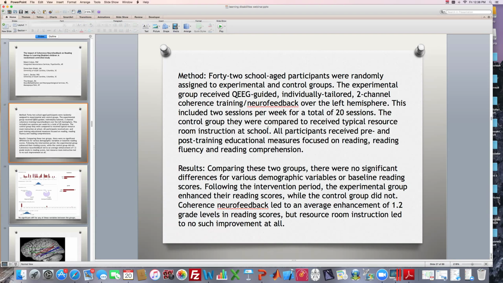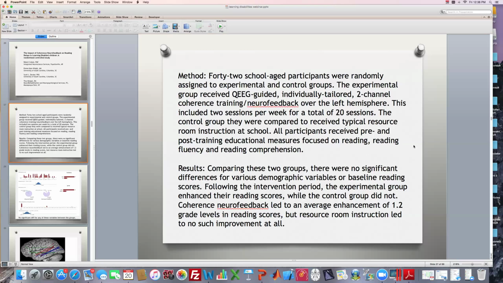The control group they were compared to received typical resource room instruction. So they were in their regular education. They were all also in resource room, and they continued to receive that assistance, but they were not receiving the neurofeedback. All participants, as we said, had pre and post educational measures focused on reading fluency and reading comprehension. When we compared the 2 groups, there were no significant differences in any demographic variables.